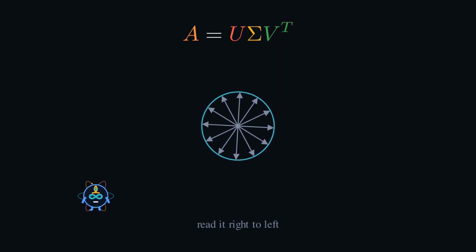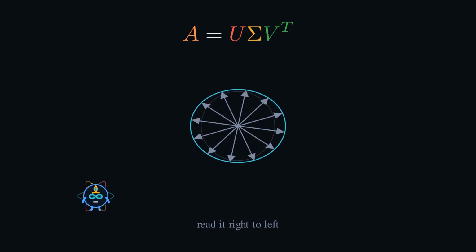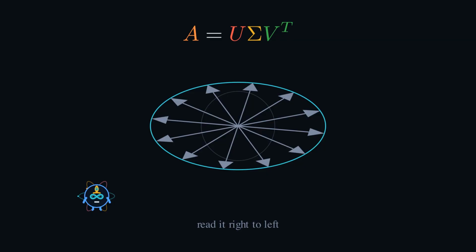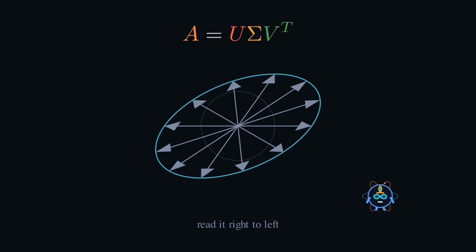First, V-transpose. A pure rotation, it just turns the circle to line the special directions up with the axis. Then sigma, it stretches along the axis, sigma 1 across, sigma 2 up, and the circle becomes an ellipse. This is the only step that changes the shape. Finally, U. Another pure rotation, turning the finished ellipse into place. Rotate, stretch, rotate, and any matrix at all is built.